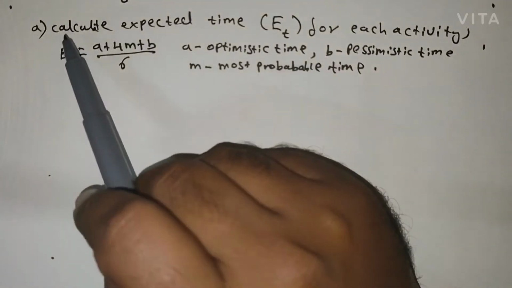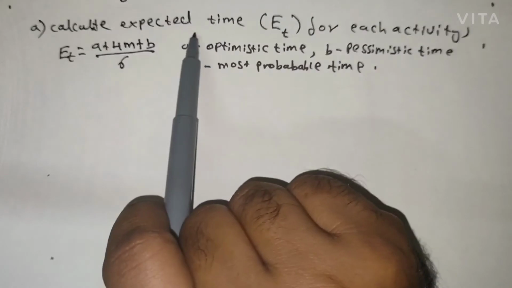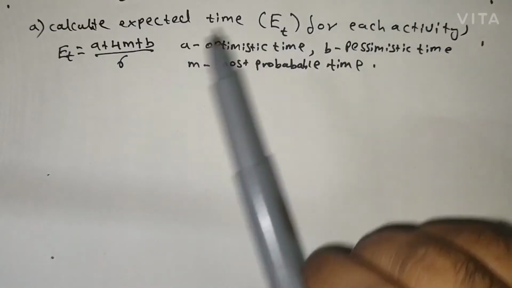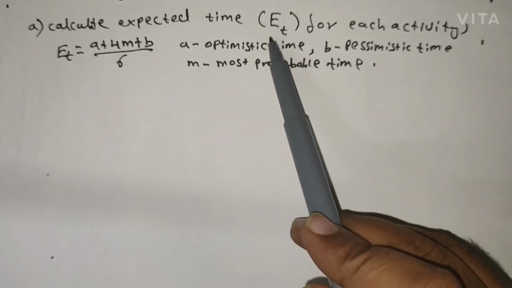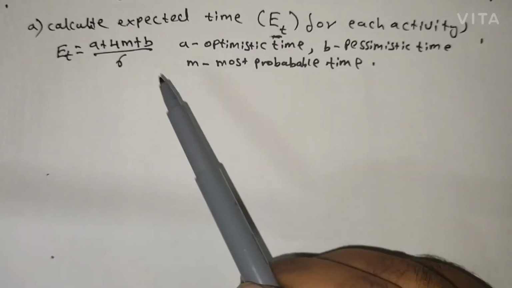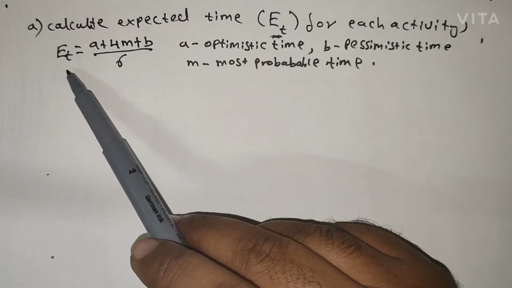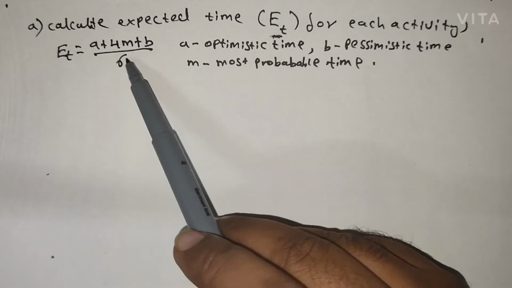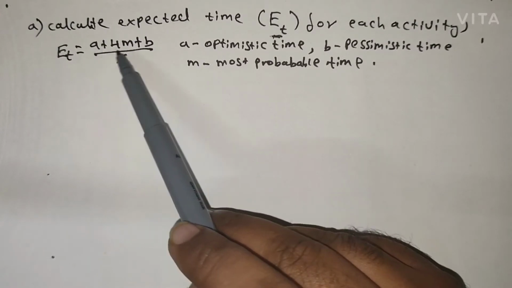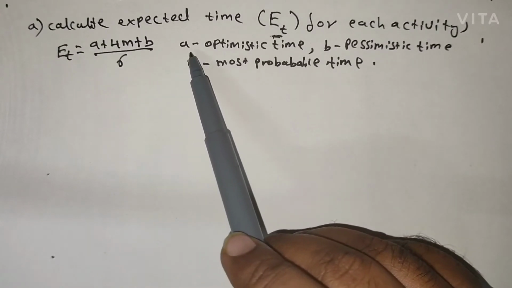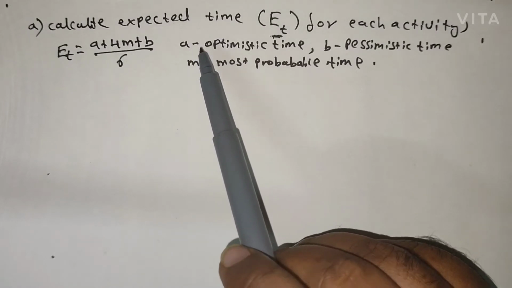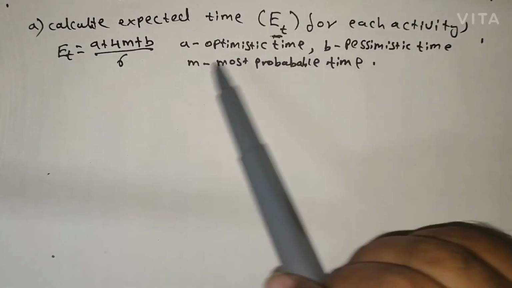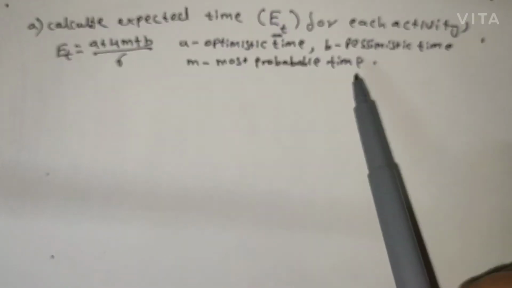So the first question in the problem is to calculate the expected time E of t for each activity. To calculate the expected time, we have a formula: E of t is equal to (a plus 4m plus b) divided by 6. Now what are these a, m and b? As mentioned in the question, you are given some data. a means the optimistic time, b means the pessimistic time, and m means the most probable time.